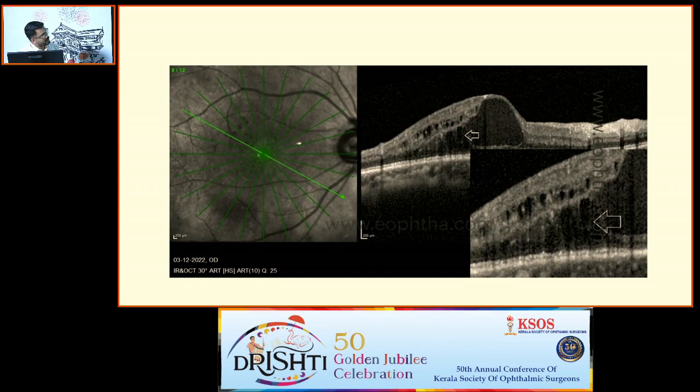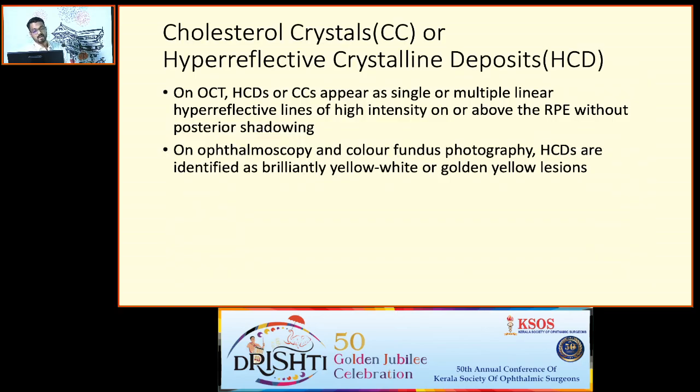If these bridging retinal processes are absent, that means if there is a large foveal cystoid, large giant cystoid, that indicates a poor treatment response, and it carries a poor visual prognosis. Even if you inject in these cases, these can eventually result in foveal atrophy, and there may not be any improvement in vision. Then another one is cholesterol crystals or hyperreflective crystalline deposits.